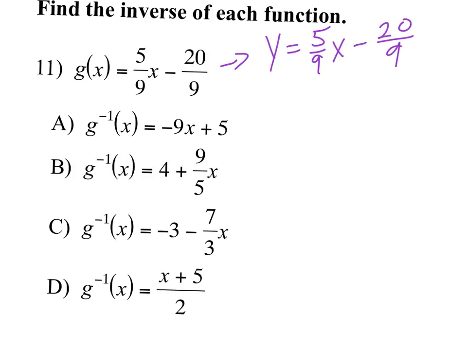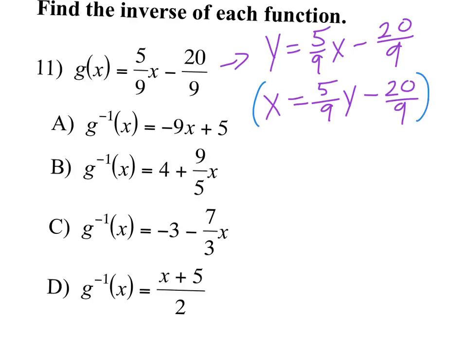By the way, I'm going to show you a cool trick in a minute, which I could rewrite as x equals 5/9 y minus 20/9. So I've got to switch my variables. The big thing about inverses is that they switch variables. The cool thing that I noticed as I was writing this is I've got two things that both have a 9 in the denominator.